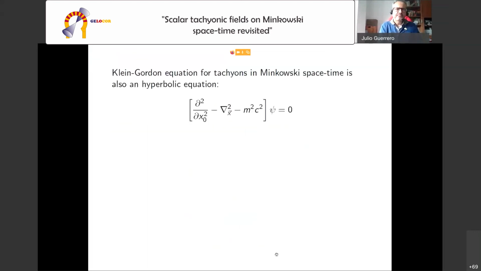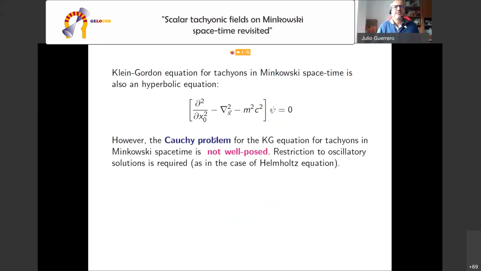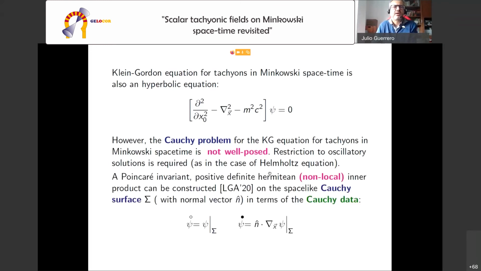Okay, for tachyons, we also have a hyperbolic equation, but with a minus sign here, and this makes the Cauchy problem for the Klein-Gordon equation for tachyons not well posed, because even for real spatial components of the momentum, we can have non-oscillatory, exponential solutions. So we have to restrict to oscillatory solutions, and in this case the Cauchy problem is well posed, as in the case of the Helmholtz equation. So in this case, they are similar.